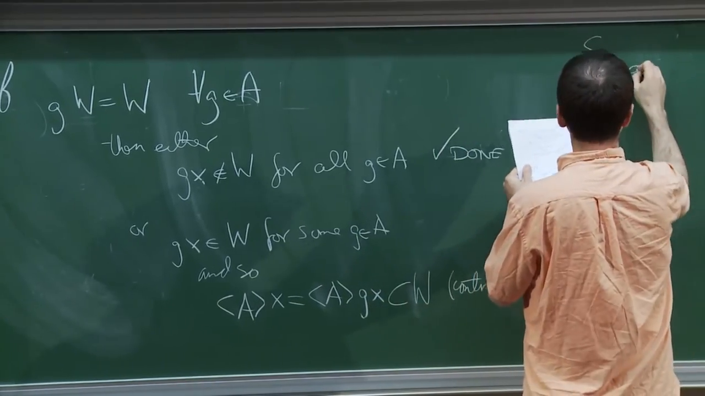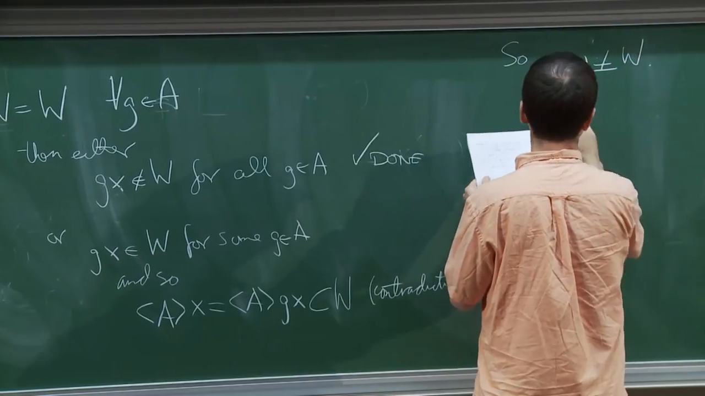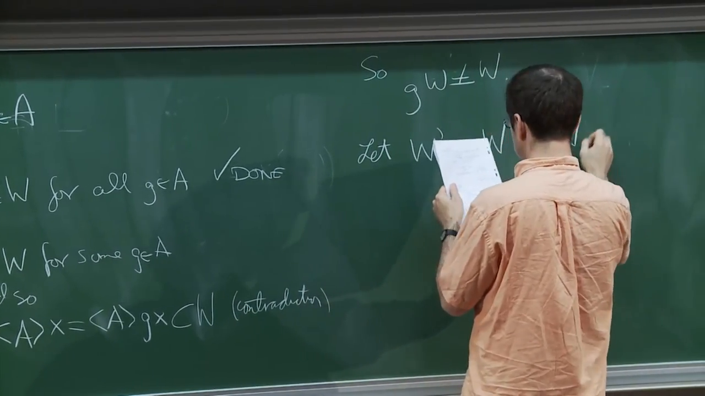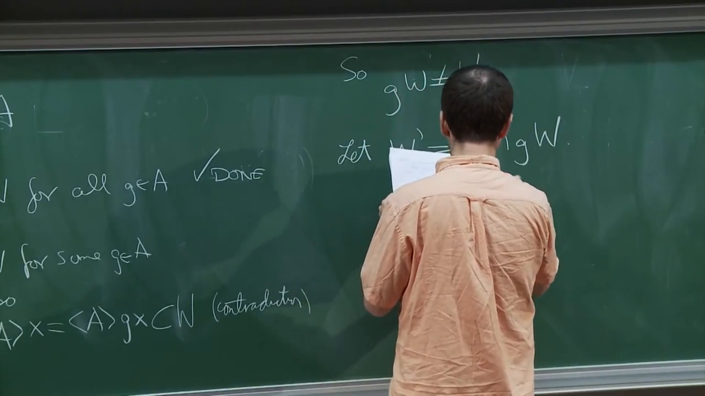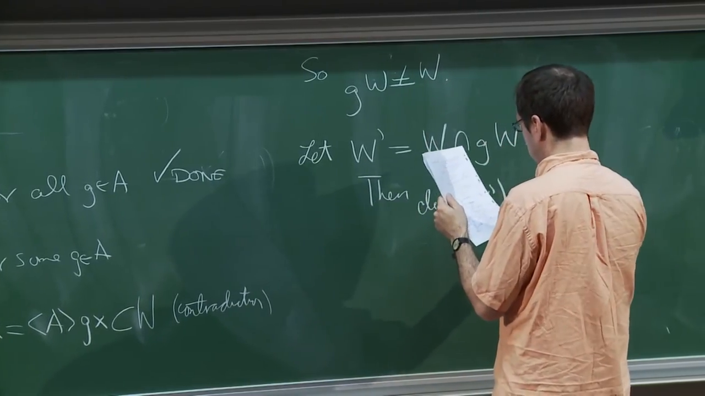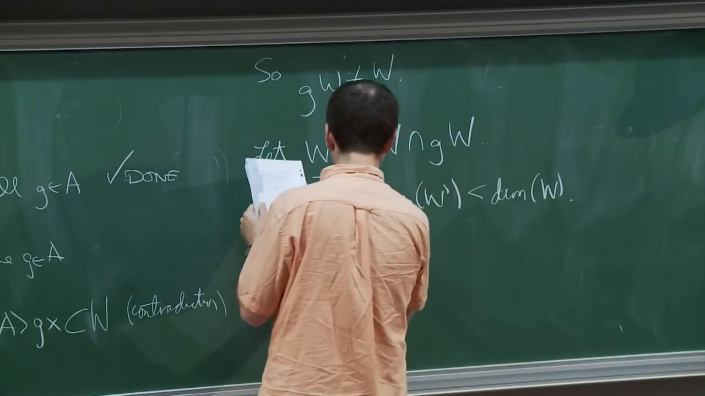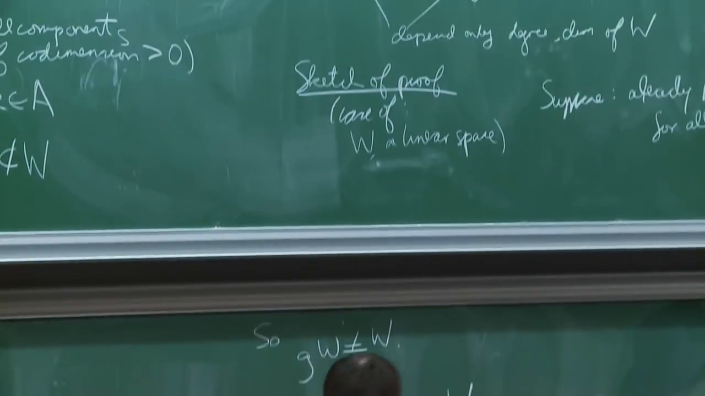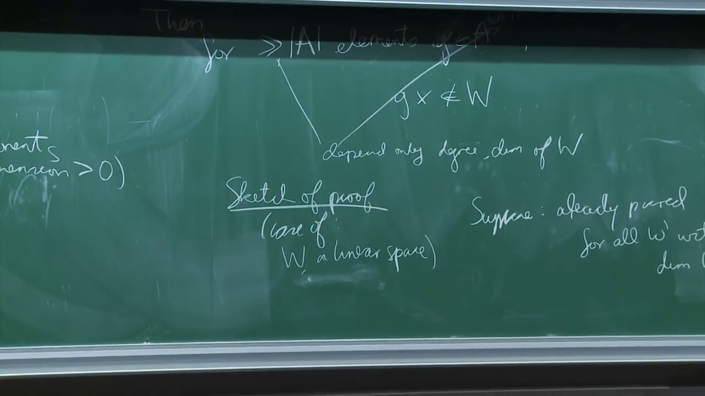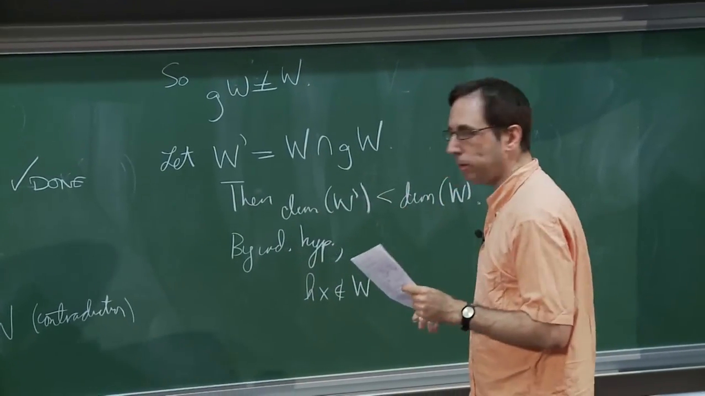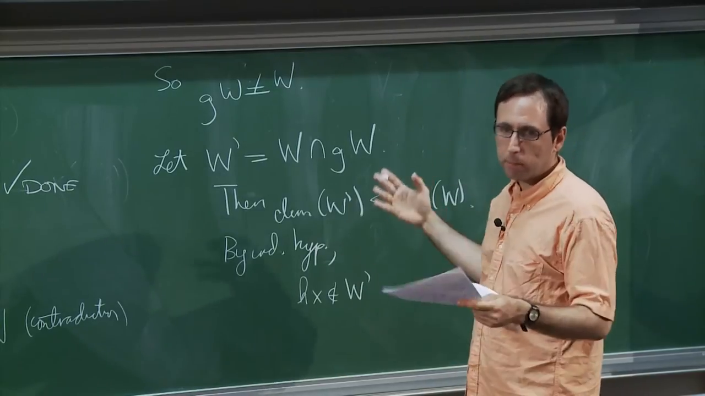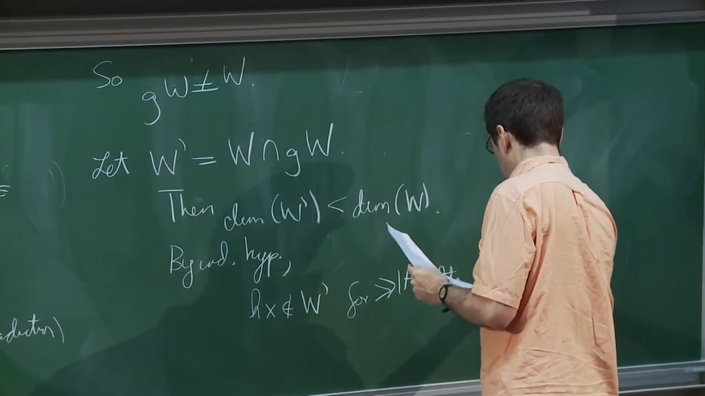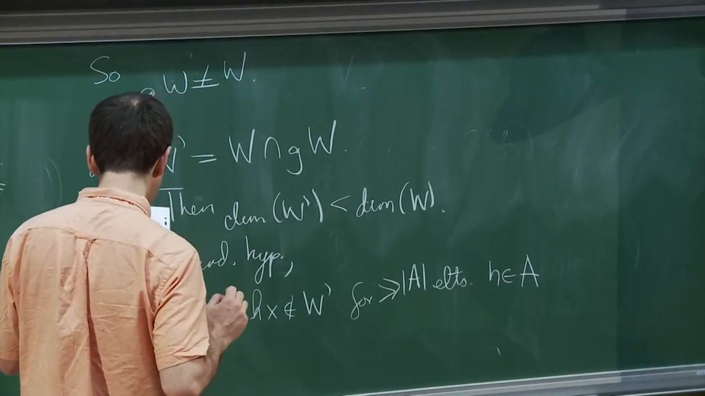So we can assume that GW is not equal to W. So what do we have then? We let W prime be the intersection of W and GW. Then the dimension of W prime is smaller than the dimension of W. So by the inductive hypothesis, just by our assumption here, we have that this lower dimensional thing, W prime, is something from which we can escape in bounded time and in many ways for many elements H of A.